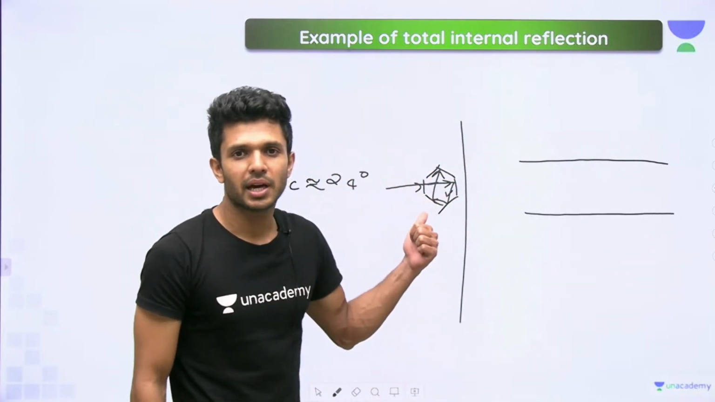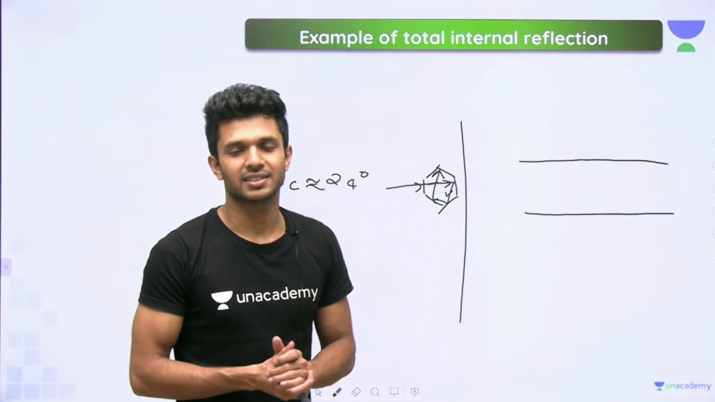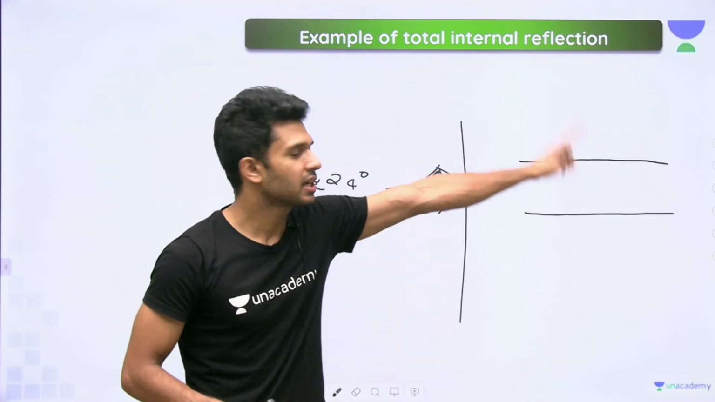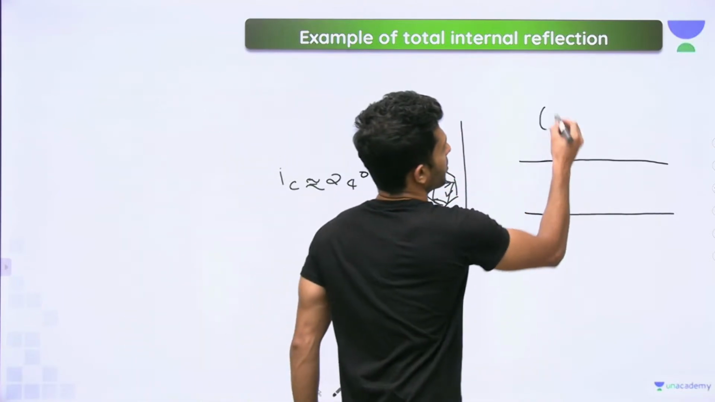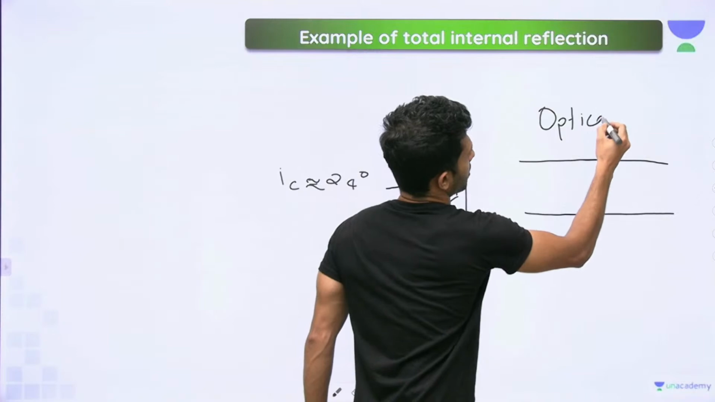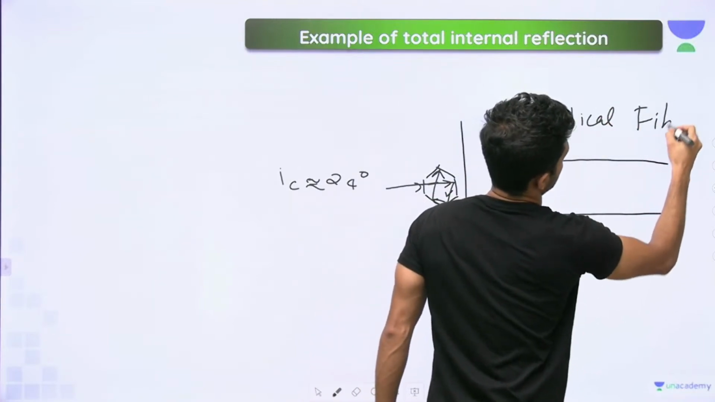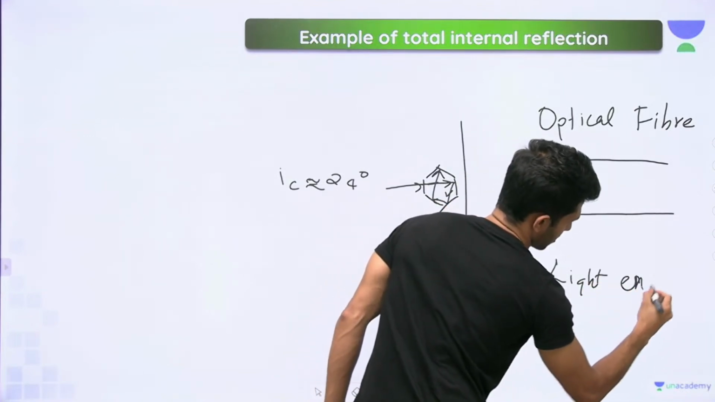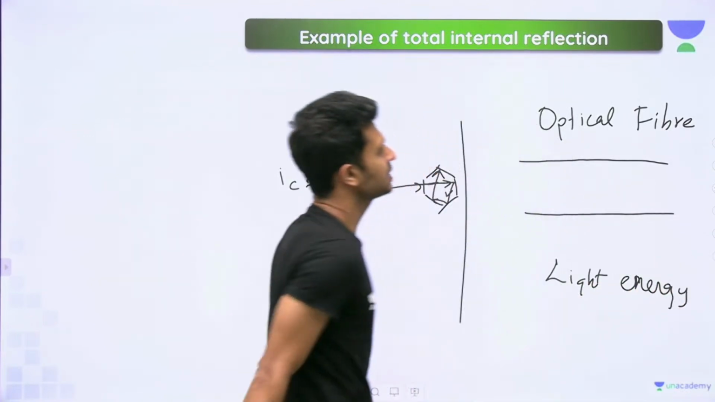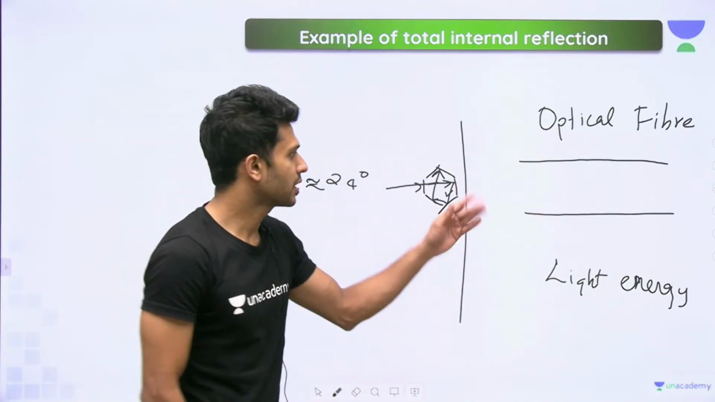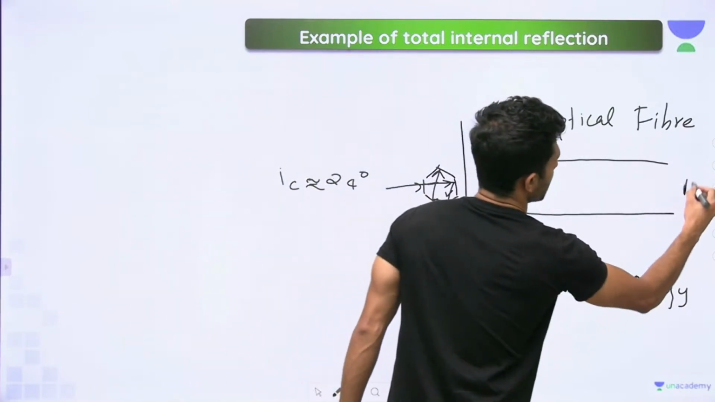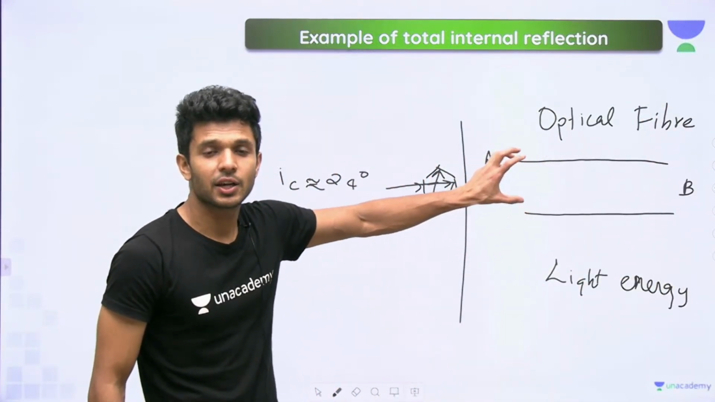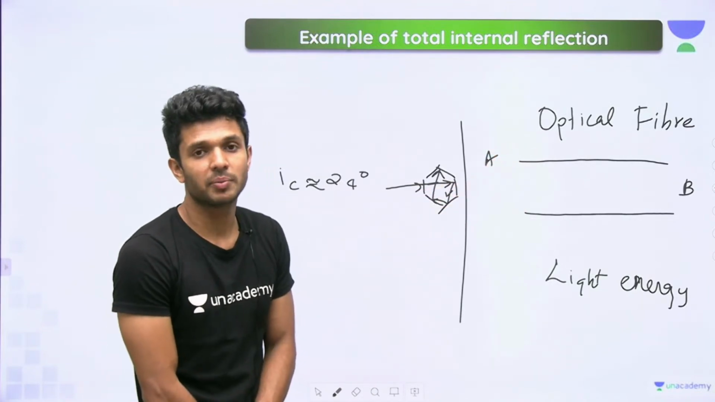That is also being done by the process of total internal reflection, because the energy is being carried from one end of the optical fiber to the other end of the optical fiber in the form of light energy. So the energy is being carried in the form of light from one end of the optical fiber to the other end of the optical fiber. How? For understanding that, let us look at how those optical fibers are actually made, right?